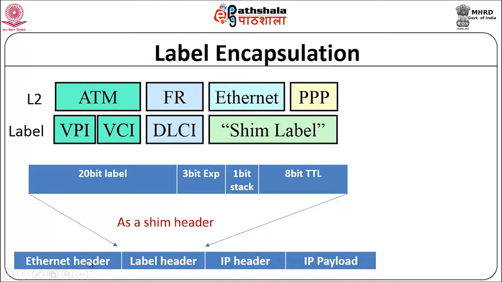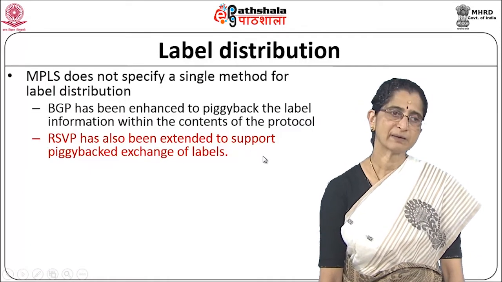So you have the Ethernet header here and the IP header here, the L2 header and the L3 header, and this is where the MPLS label is inserted. So it is called a shim header. This is how MPLS will be encapsulated when you are using Ethernet and IP. And how is this label distributed?